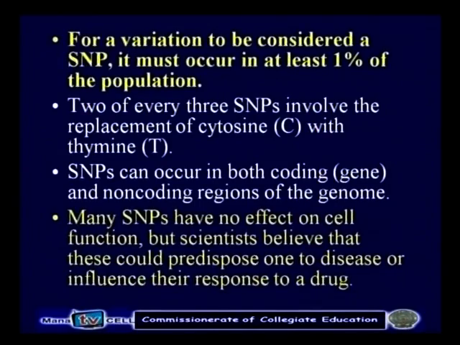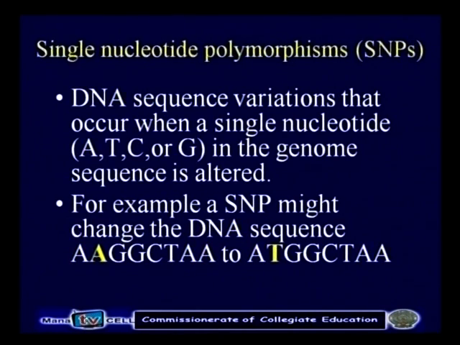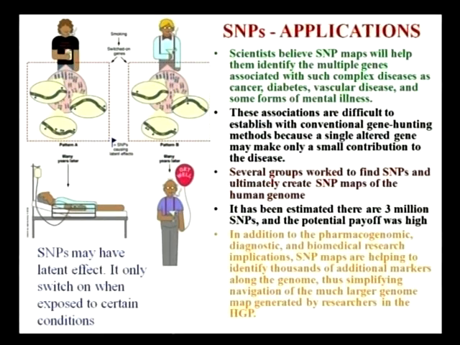For example, coming to the SNP, SNPs are also very important. What is SNP actually? It is a single nucleotide polymorphism, that is a DNA sequence variation that occurs when a single nucleotide, different bases like adenine, thymine, cytosine or guanine, in the genome sequence is altered. For example, a SNP might change the DNA sequence into a different sequence. So, these are very important in curing or diagnosis of cancer also. So, the SNP, that is single nucleotide polymorphism, may have latent effect.